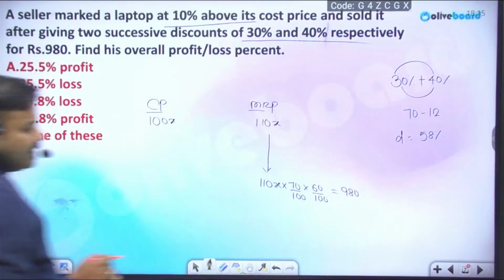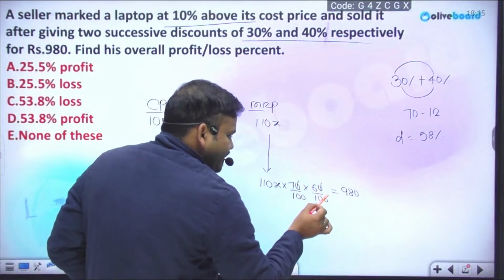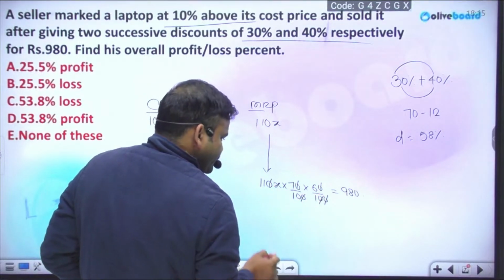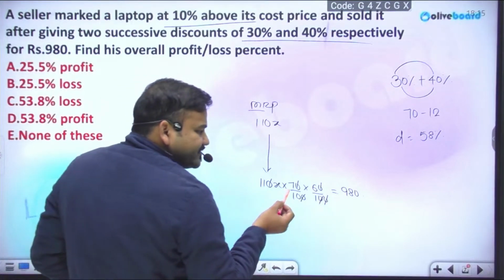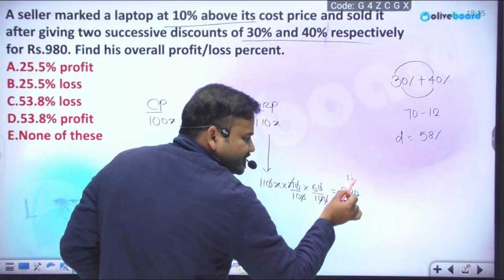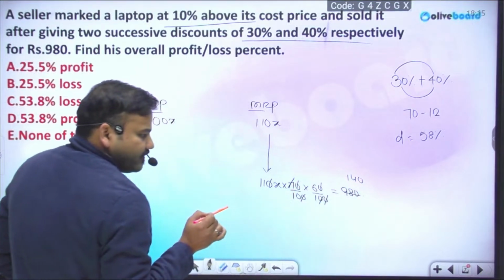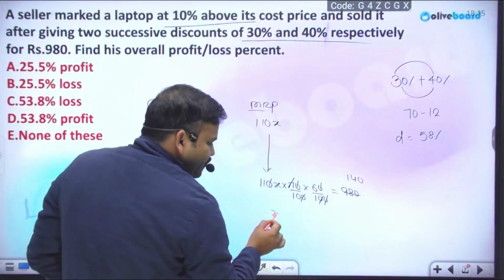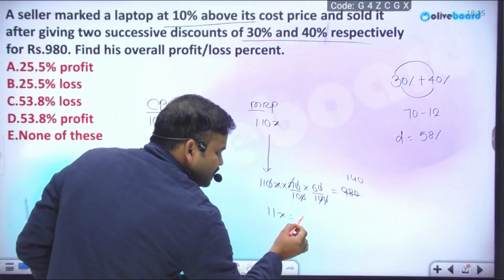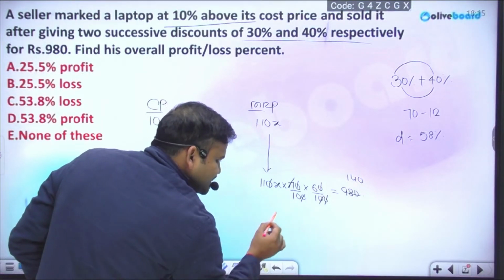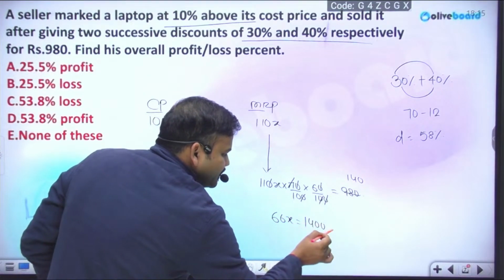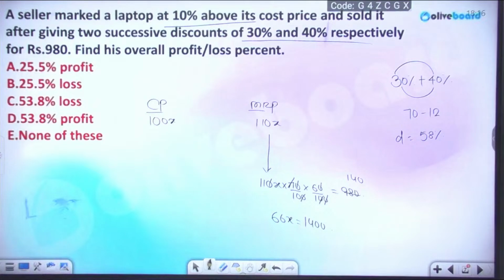Fine. So a zero is eliminated, a single zero. 7 times 6, this is a multiple of 7. 7 times 1 is 7. So this is 140. So x will be what? 11x, sorry, this is 66x. 66x is equal to 1400. From here we can calculate the cost price.